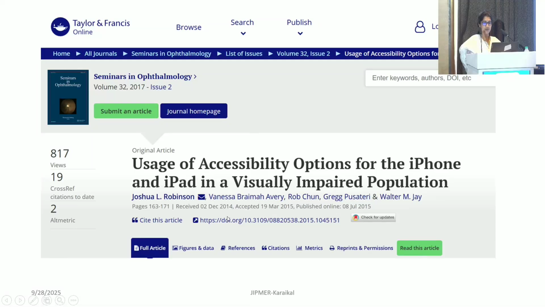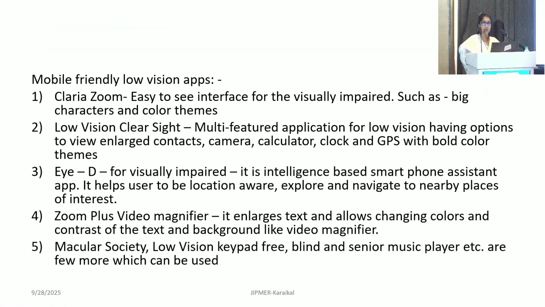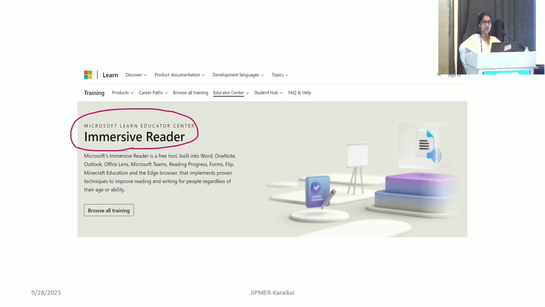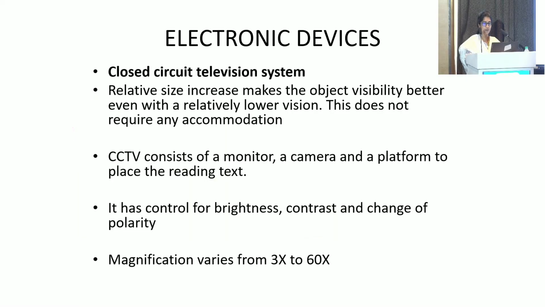This is an old article. Around 2014 to 2015, when it started coming up, several studies have been reported, and several apps are available for low vision people which help to zoom. Not only that, it has been enhanced with certain reading software. Like this is a Chrome extension called Captivoice. They just display a PDF or something, and it reads aloud to a person who has low vision and is not able to read it. The second thing is Immersive Reader, a similar kind that comes with Microsoft itself.